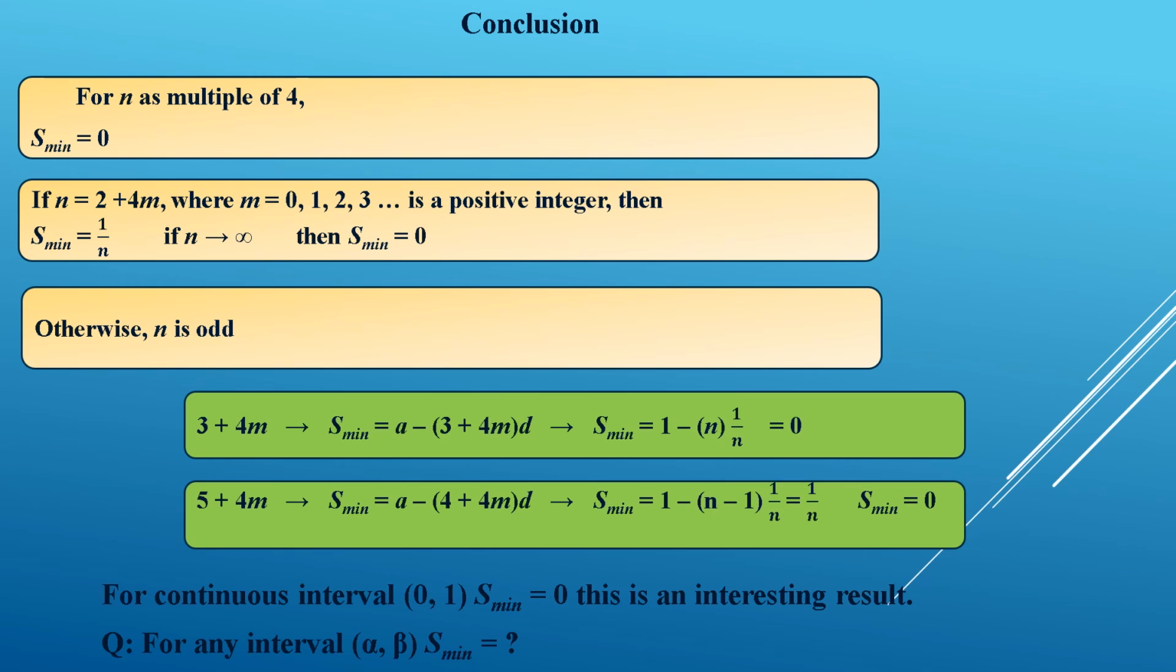Finally, I leave a question for the reader. For any interval alpha to beta, where alpha can be any positive number and beta can be any positive number, work out or develop a theory or a formula stating S min.